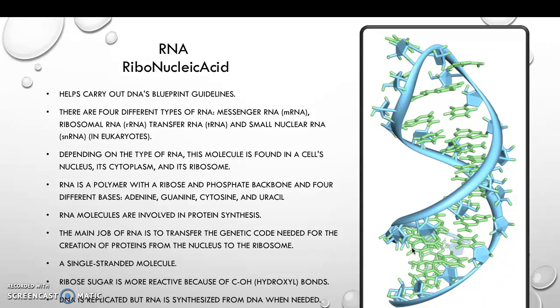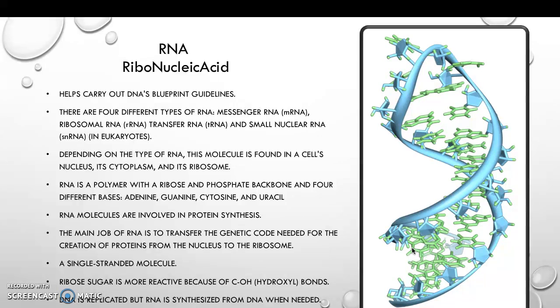RNA helps carry out DNA's blueprint guidelines. It transfers genetic code needed for the creation of proteins from the nucleus to the ribosome. RNA has several different functions that, though all interconnected, vary slightly depending on the type. There are 3 main types of RNA: messenger RNA, ribosomal RNA, and transfer RNA.